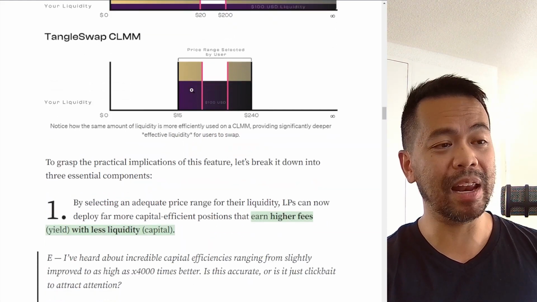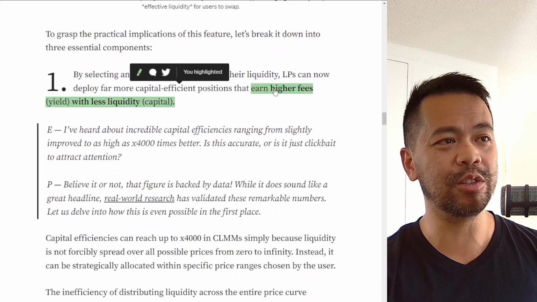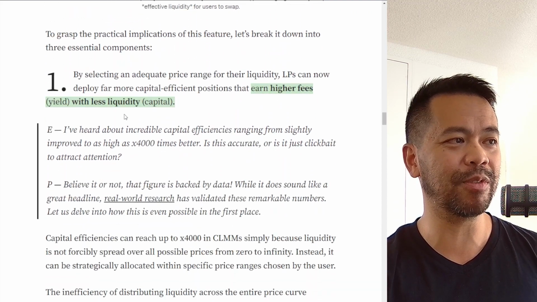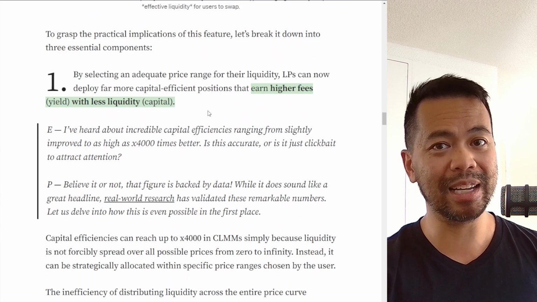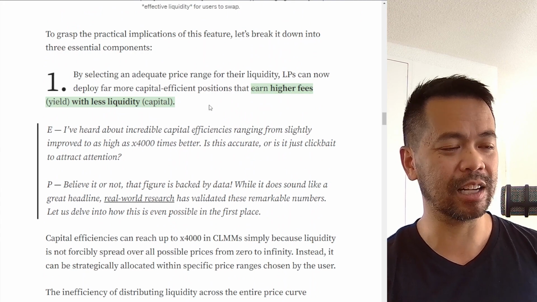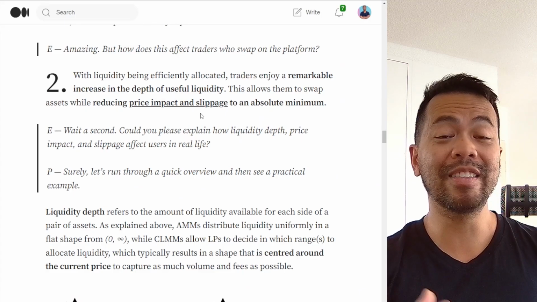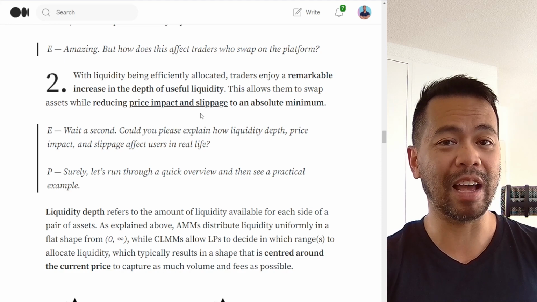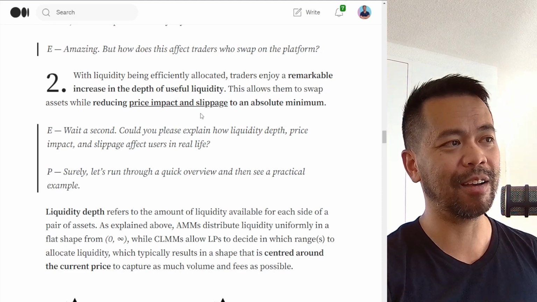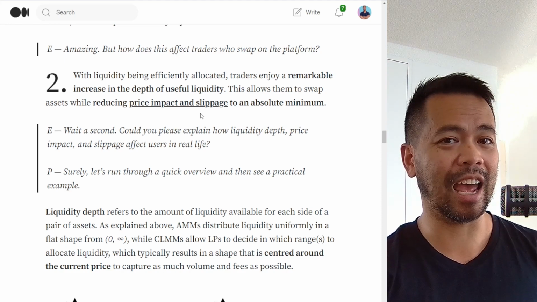Now, there are two main benefits from this. Like I mentioned, you do earn higher fees and yield from this with less liquidity because you're concentrating your liquidity in that small price range. And also from a trading point of view, you reduce price impact and slippage. This is because you have more liquidity available to you. So really nice to have these types of features in an AMM DEX.